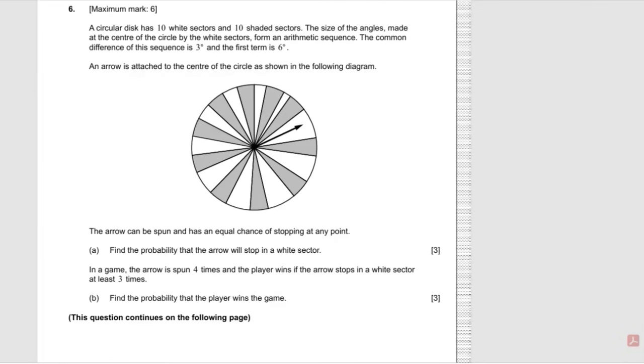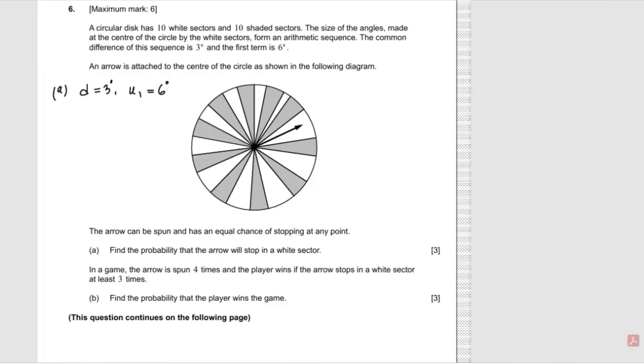Question 6. It's a 6-mark question. A circular disk has 10 white sectors and 10 shaded sectors. This is the disk shown. The size of the angles made at the center of the circle by the white sectors form an arithmetic sequence. All right, so that's an arithmetic sequence. The common difference of this sequence is 3. Okay, I'm going to do the part A. D is 3. And the first term is 6 degrees. These are angles, right? So angles are forming an arithmetic sequence. So U1 is 6 degrees.